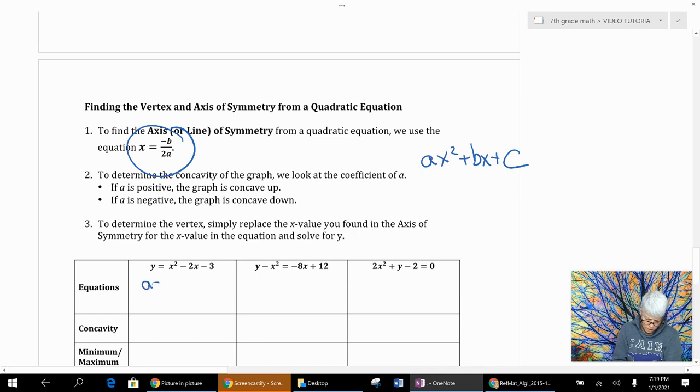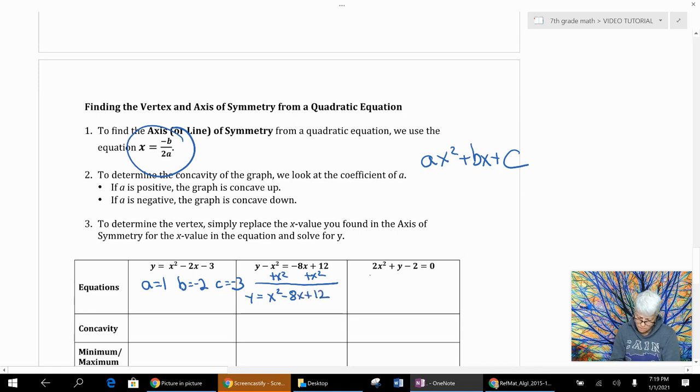A is 1, B is a -2, and C is a -3. I just know that. All right, now if I look at the next equation, it is not written in standard form. So I'm going to move that x squared over. Plus x squared plus x squared. So now it has y. We have a positive x squared minus 8x plus 12.